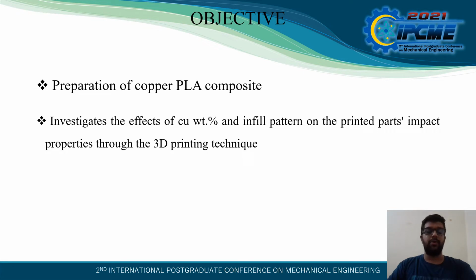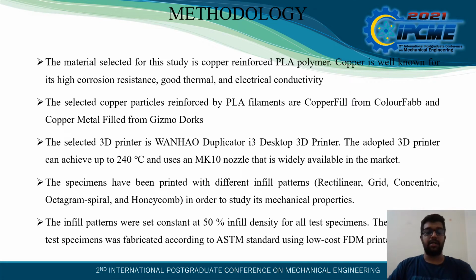First, I'm going to prepare the filament, a composition of copper and PLA composite, and then by using different patterns and different infill percentages of copper with the PLA, I'm going to test the impact properties of this FDM process, and also optimize the technique of this copper PLA by using ANOVA and RSM technology. And this is the methodology for this process.